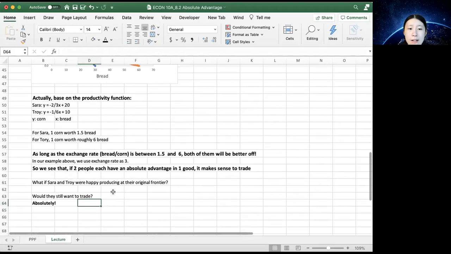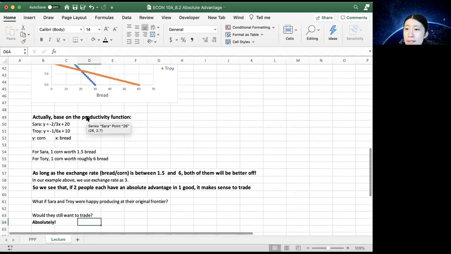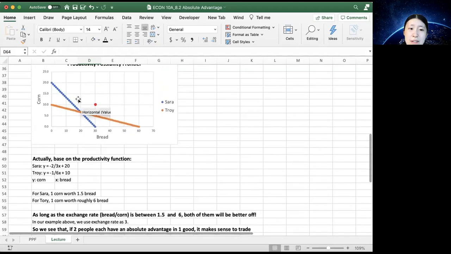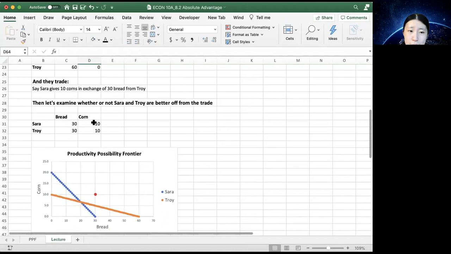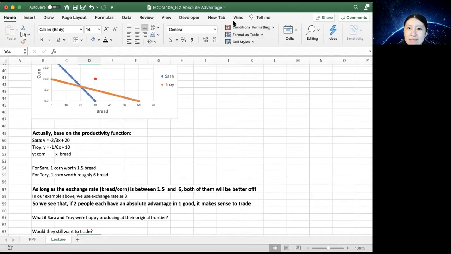And a final question. What if Sarah and Troy were happy producing at their original frontier that we have here? Would they still want to trade? Absolutely. Who will resist having more utility? Like if you are satisfied with only, let's say, 10 corn and 15 breads, and now someone gives you another 10 corn, will you accept it? Obviously you're better off with more goods than you want in general cases.